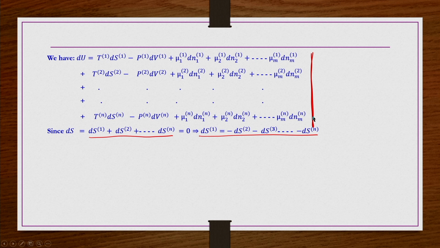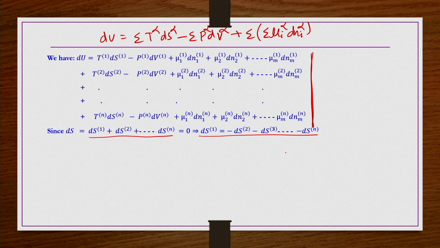This du is nothing but sigma T alpha ds alpha minus sigma P alpha dv alpha plus sigma sigma mu i alpha dn i alpha. This expression for m number of phases, we expanded like this in one of the previous slides, so the same thing I have written here. Now, in this relation, in place of ds1 I am going to use this expression.